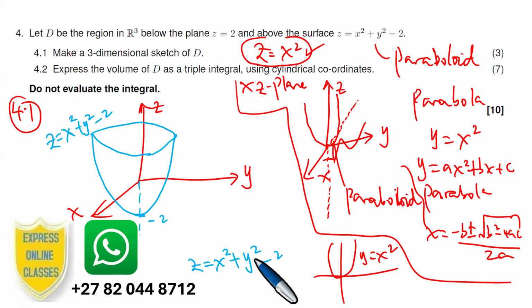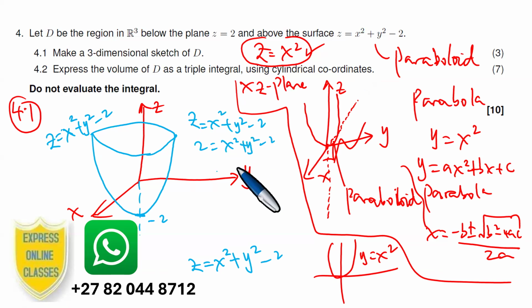Okay, but whenever z equals 2, then you're going to have z is x squared plus y squared minus 2. But if z is 2, then it's going to be x squared plus y squared minus 2, which means that 4 is x squared plus y squared. Okay. And this means that there is another curve, x squared plus y squared equals 2 squared. So whenever z is 2, this thing becomes a circle, because x squared plus y squared equals 2 squared is a circle.